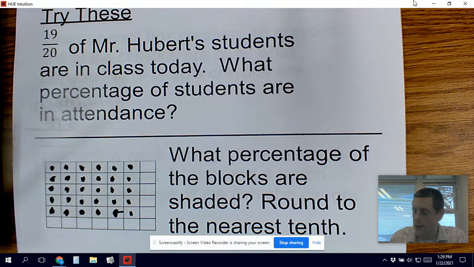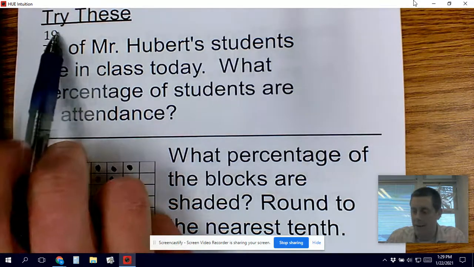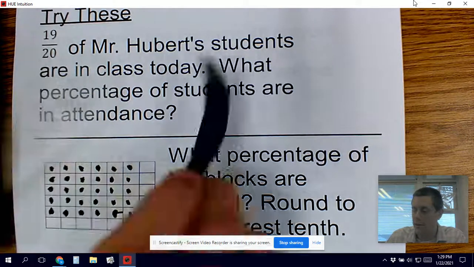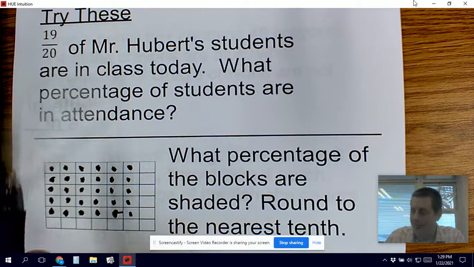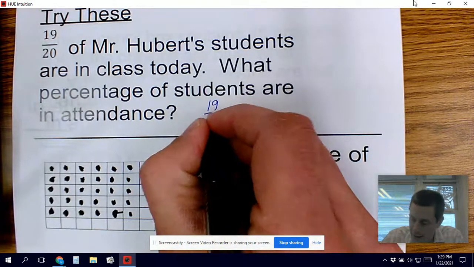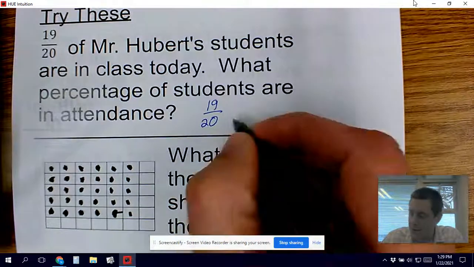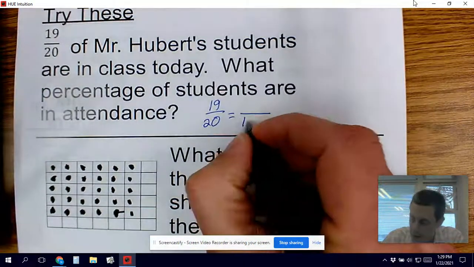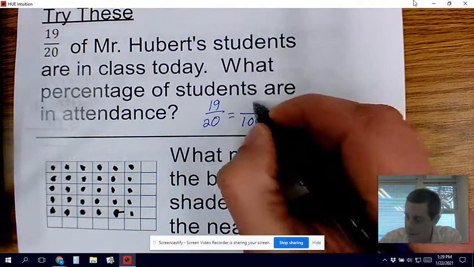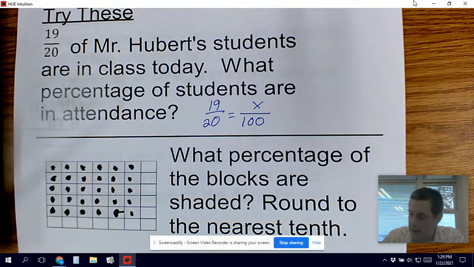All right, guys, let's check your conversions. Our first ratio, 19 out of 20, 19/20ths of Mr. Hubert's students are in class today. What percentage of students are in attendance? So I know 19 out of 20 are in attendance. I want to know what percentage, so we're setting it equal to the percent ratio. All percentages are out of 100. Unknown percentage up top. Let's solve for x.